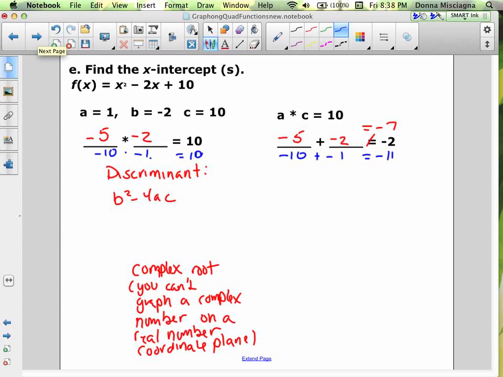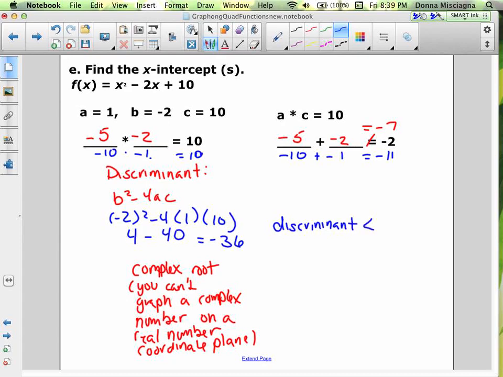Let's try our discriminant and see what's going on here. All right, so let's plug in the values. So we have -2 squared minus 4 times 1 times 10. That's going to be 4 minus 40. And that's equal to -36. Our discriminant is negative. And we know that if our discriminant is less than 0, we don't have any rational solutions. We have a complex root. So you can't graph a complex number on a real number plane, coordinate plane.